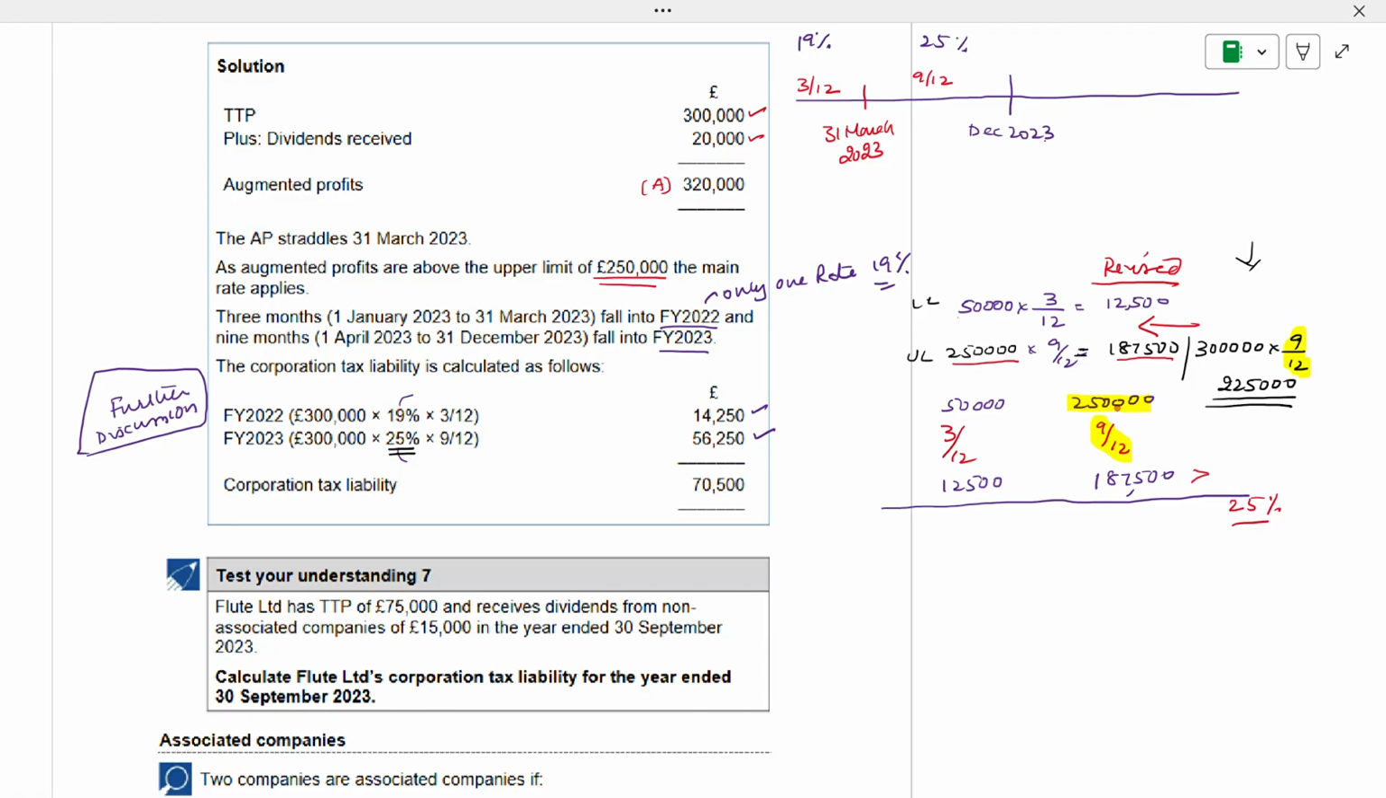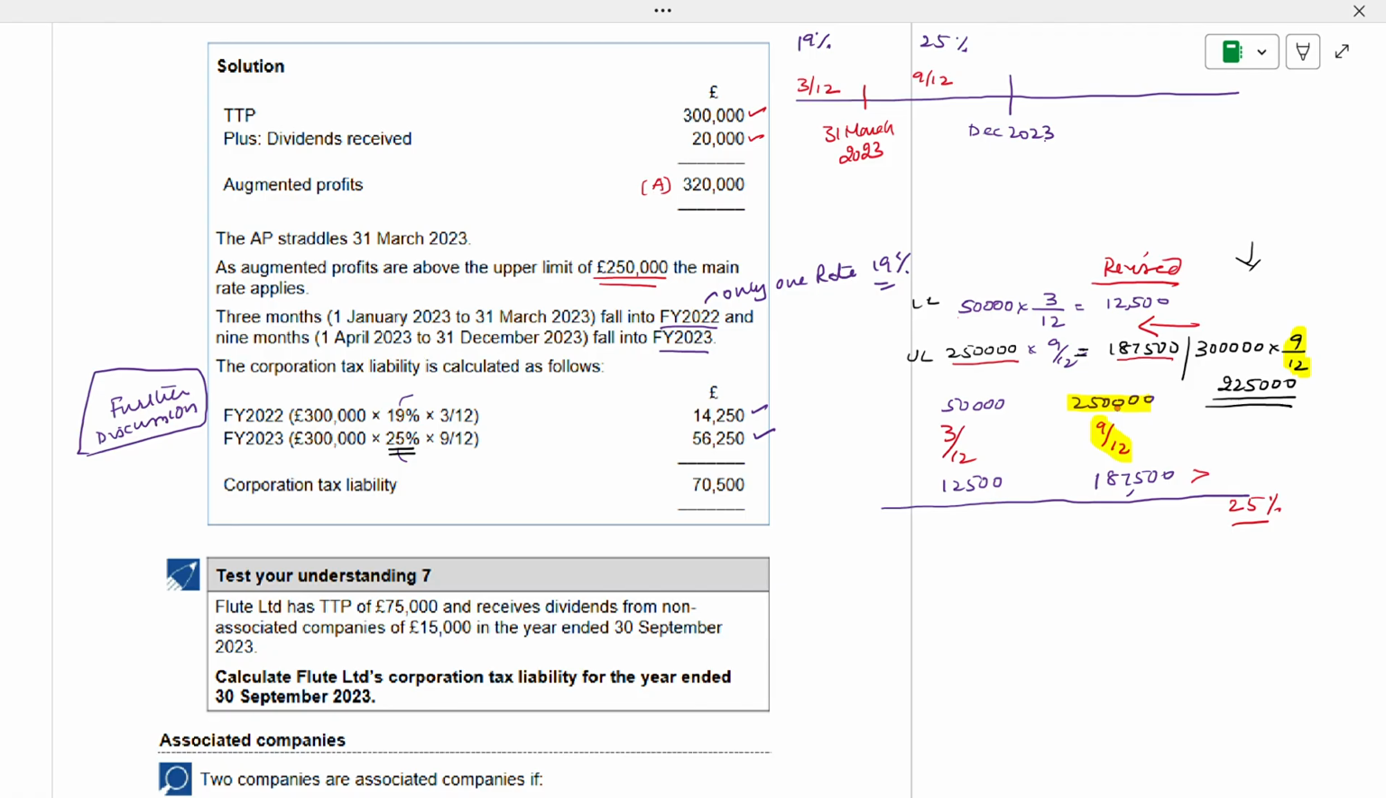Yes, sir. If it is more than the upper limit, are we going to apply 25%? Can we get the marginal relief? There is no marginal relief and you have to apply the flat rate of 25%. That's all. If you go from that aspect also, we are reaching the same conclusion. Yes, sir. In that way, it is making sense.